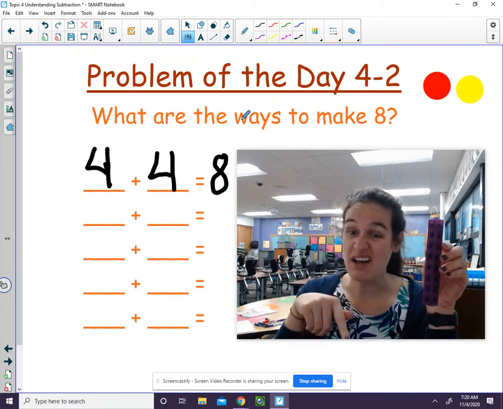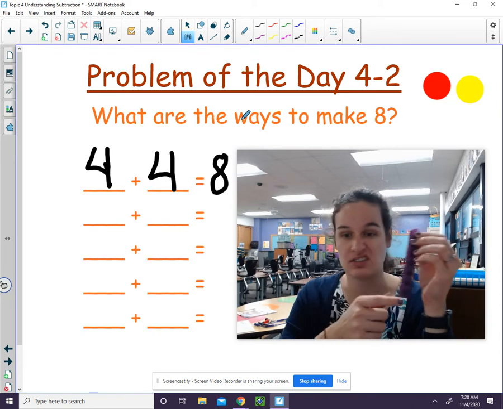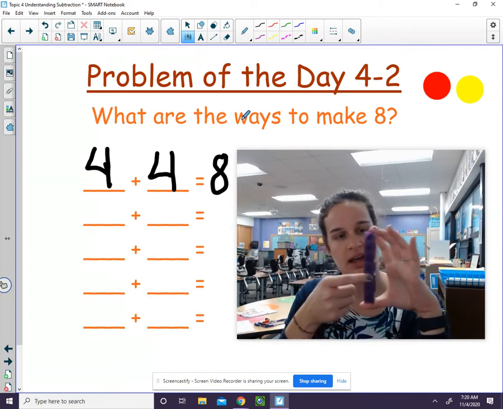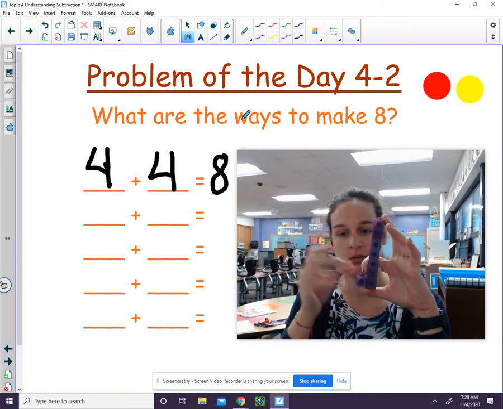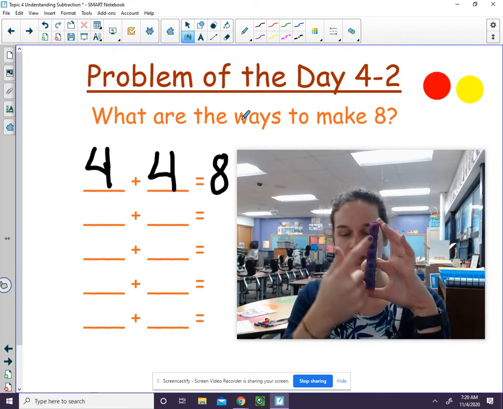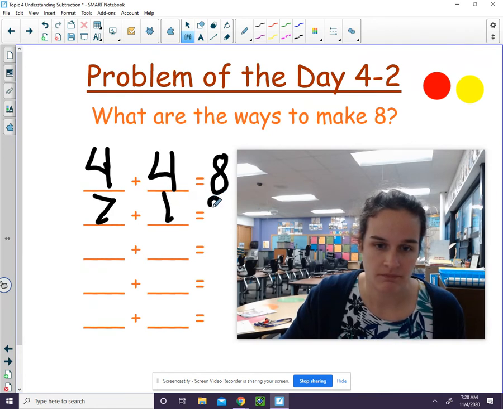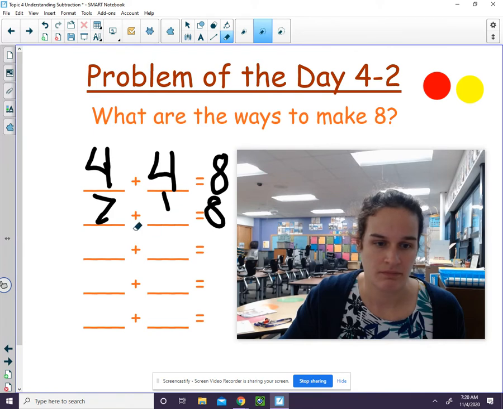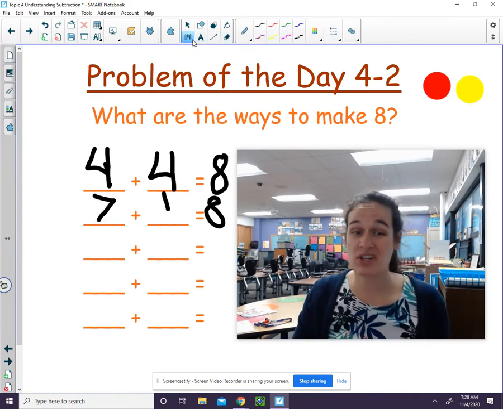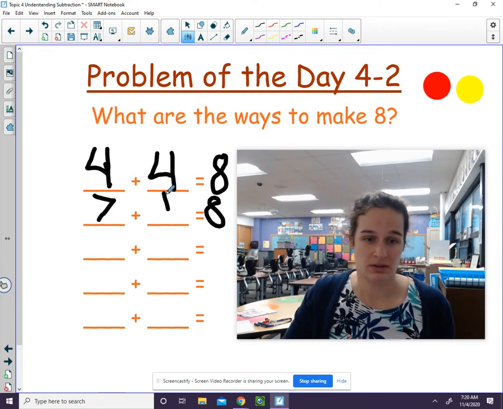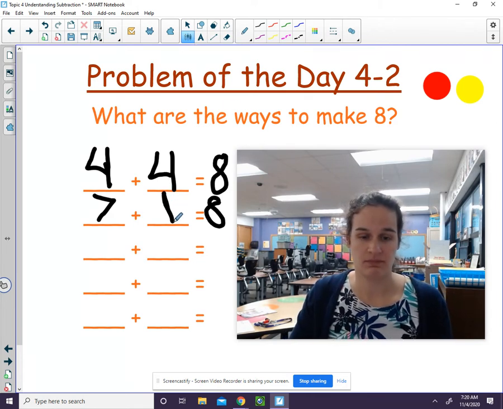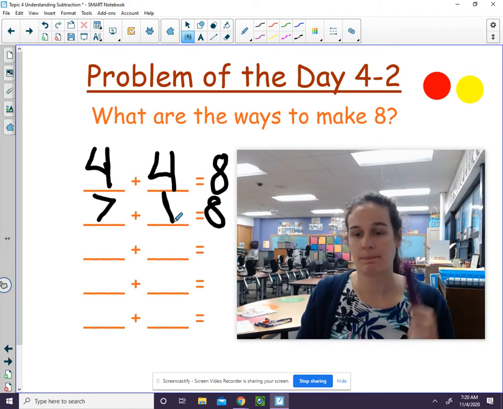Well, I know 7 plus a number will equal 8. So here I have 7 plus 1. So 7 plus 1 equals 8. Okay, let's try to think of another example of how to make 8. So I'm going to go put these back together.